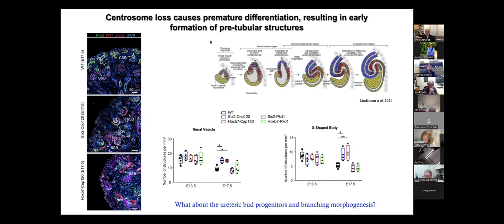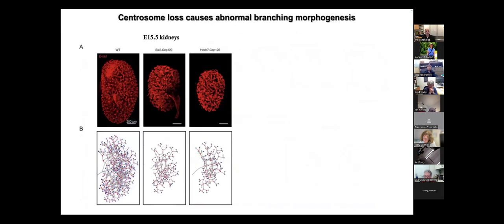What about the ureteric bud epithelial progenitors? So what Tao did was he took the kidneys at different stages. This is E15.5, and he cleared the whole kidney and did light sheet microscopy on the whole thing so that we can go in and actually quantify accurately branch tips and branch nodes to try and get a quantitative measure of whether there's a branching morphogenesis defect in these kidneys.